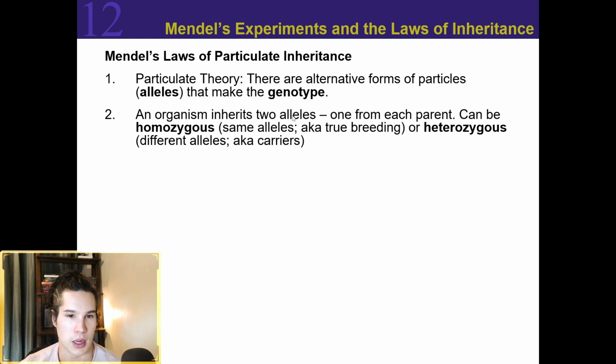Second tenet is an organism will inherit two alleles, one from each parent. So you could either be homozygous, meaning you have the same two alleles, or you're true breeding, or you're heterozygous for a specific gene, meaning you have two different alleles. Or you could be considered to be carriers of some kind of trait, not necessarily expressing it.